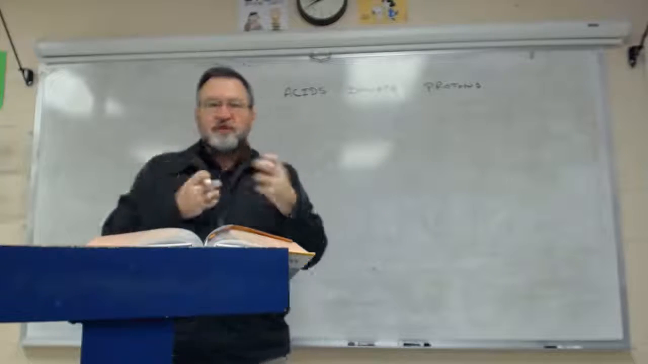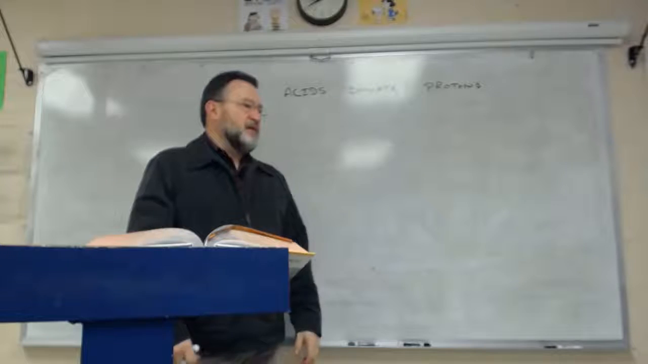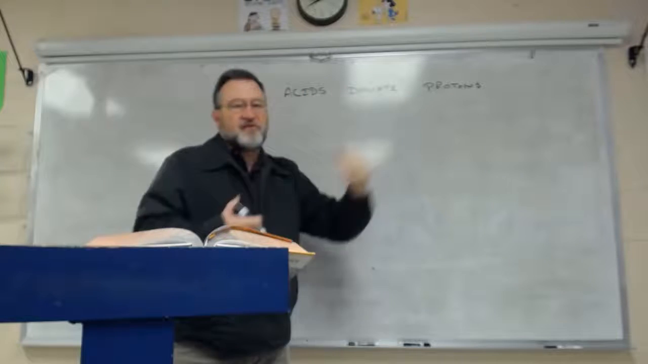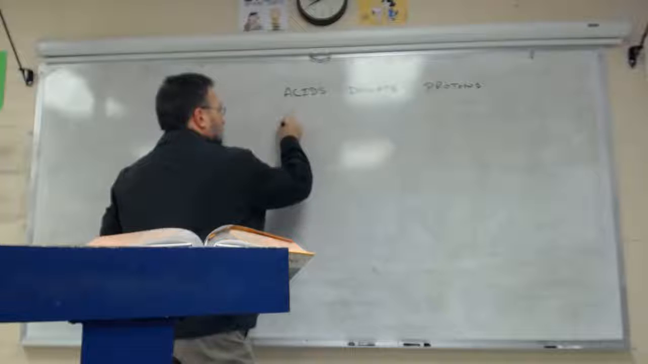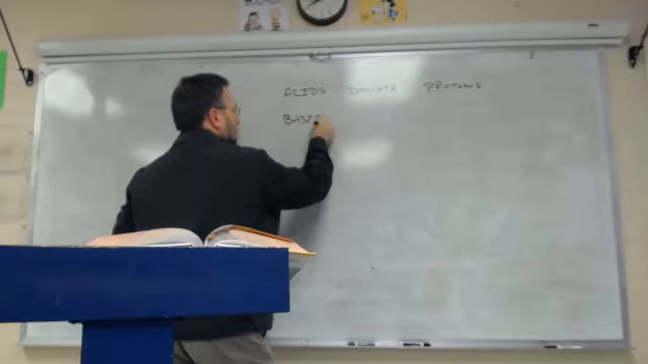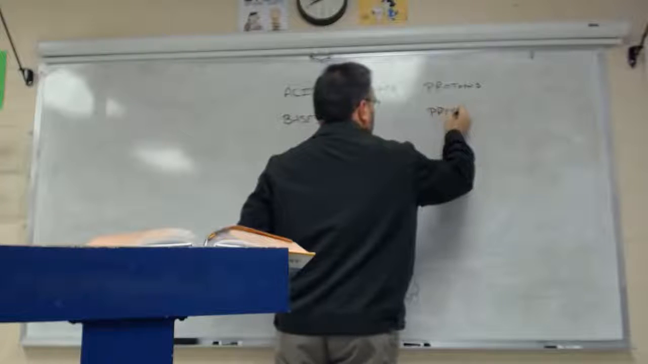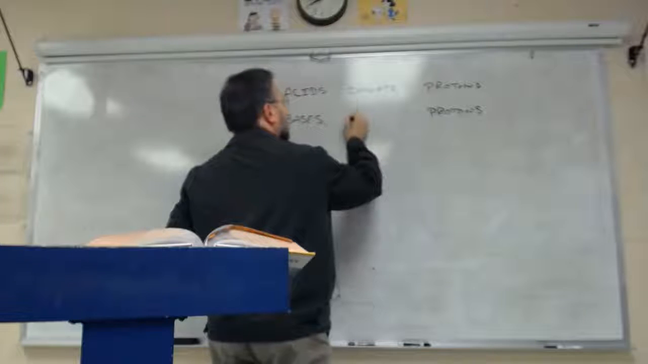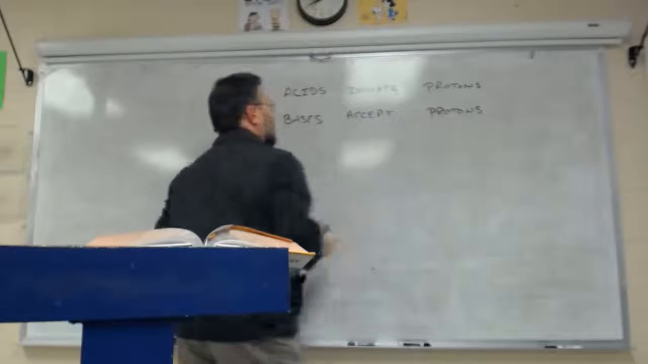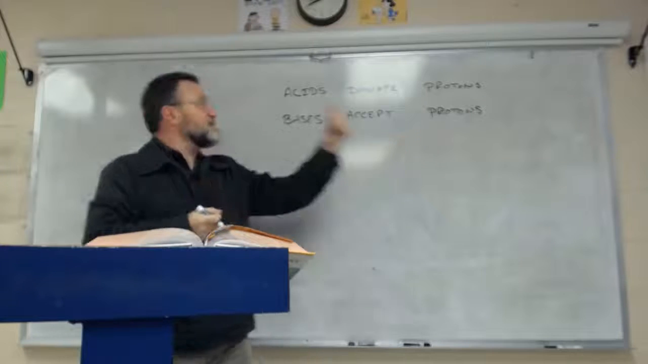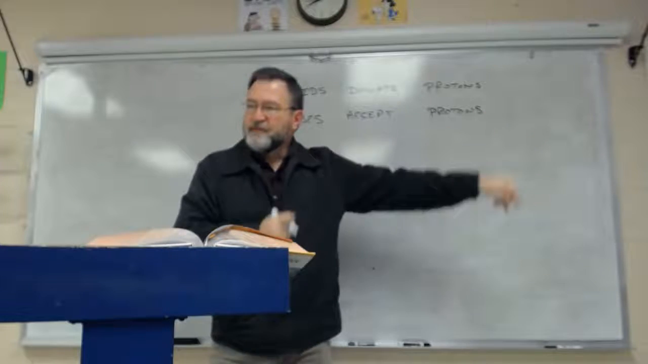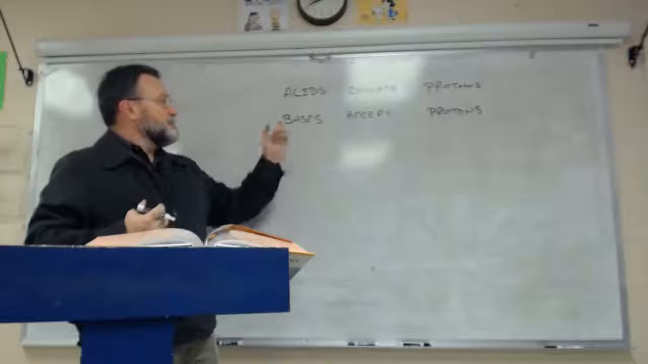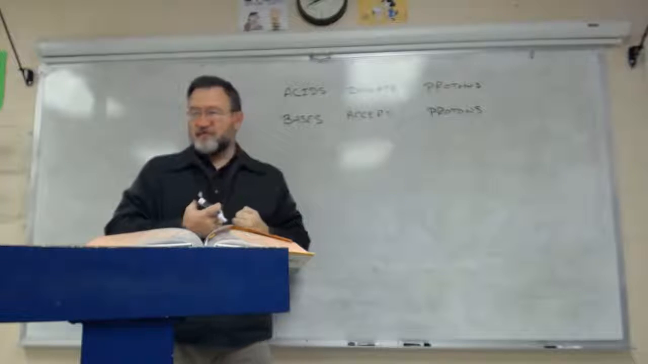The same kind of relationship between metals and nonmetals that form the ionic bonding relationships also exists between acids and bases, because acids donate protons. What do you think I'm going to say next? Accept. So in the way that metals donate electrons, acids donate protons. And in the way that nonmetals receive electrons or accept the electrons, bases accept the protons.